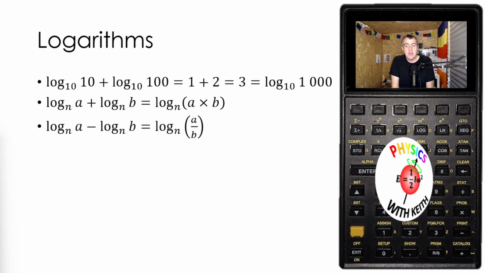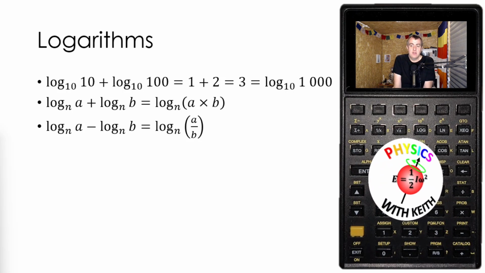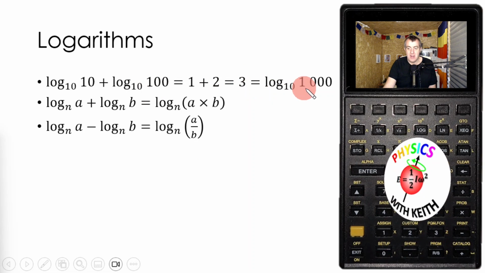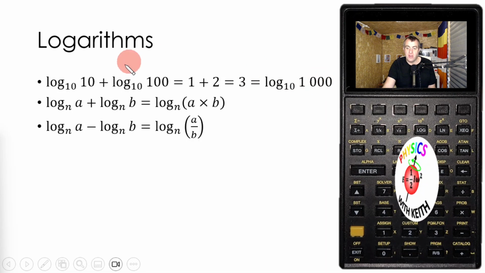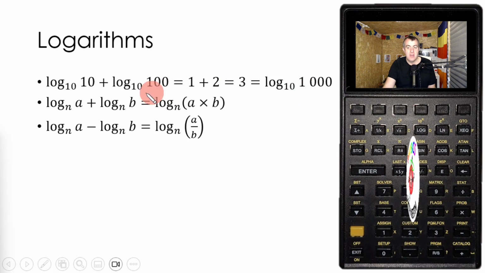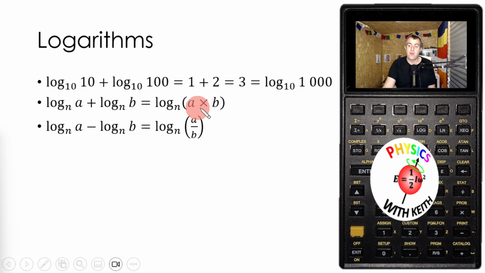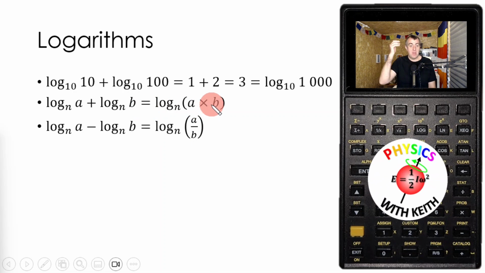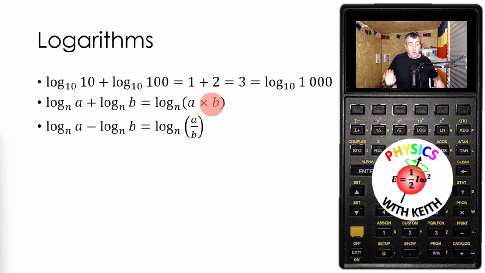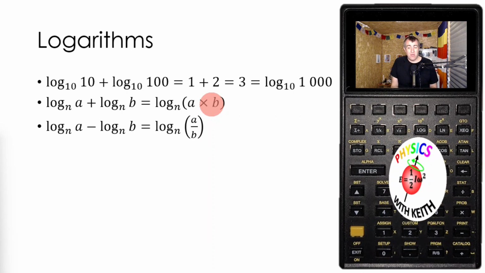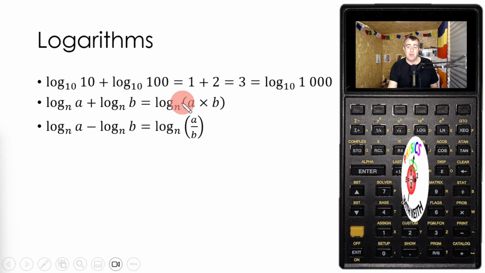Log with a base 10 of 10, that's just 1. Log of a base 10 of 100, that's just 2. And what's 1 plus 2? That's 3. That's log with a base 10 of 1,000. Well, 1,000 is 10 times 100. So log with a base n of a plus log with a base n of b is equal to log with a base n of the product a times b. It has to be. Actually, what we're doing here is just using our laws of indices and writing it in this logarithmic form instead. This is really useful for splitting things up.